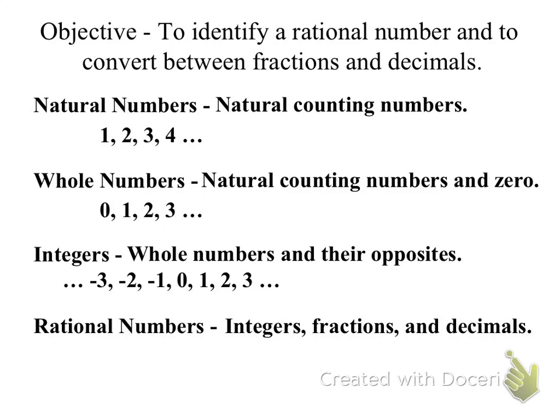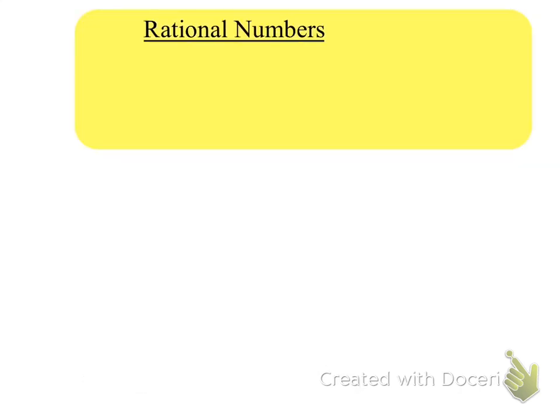What kind of decimals? Terminating and repeating decimals. Terminating and ending decimal. 0.3 ends. It has an end. Okay? And a repeating would be 0.3 repeated. Okay?